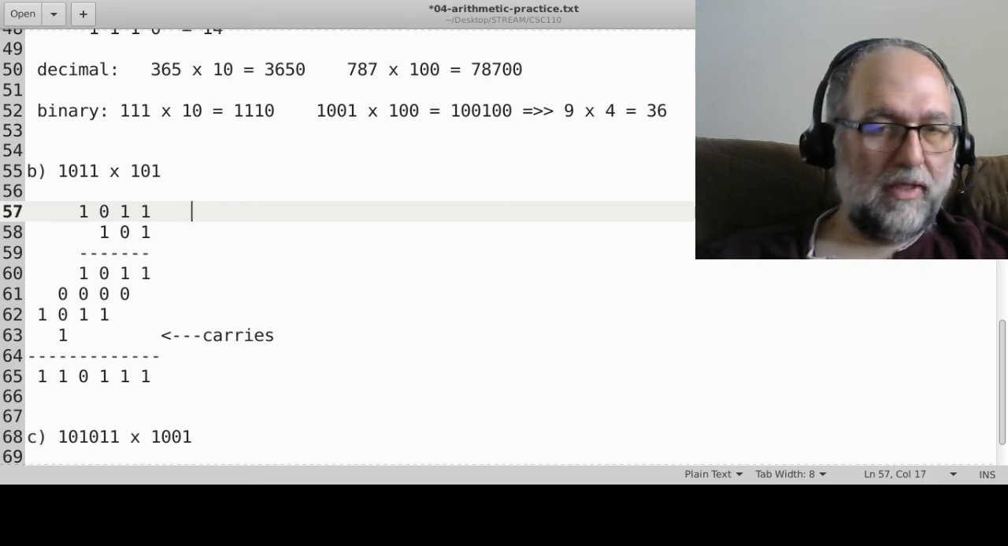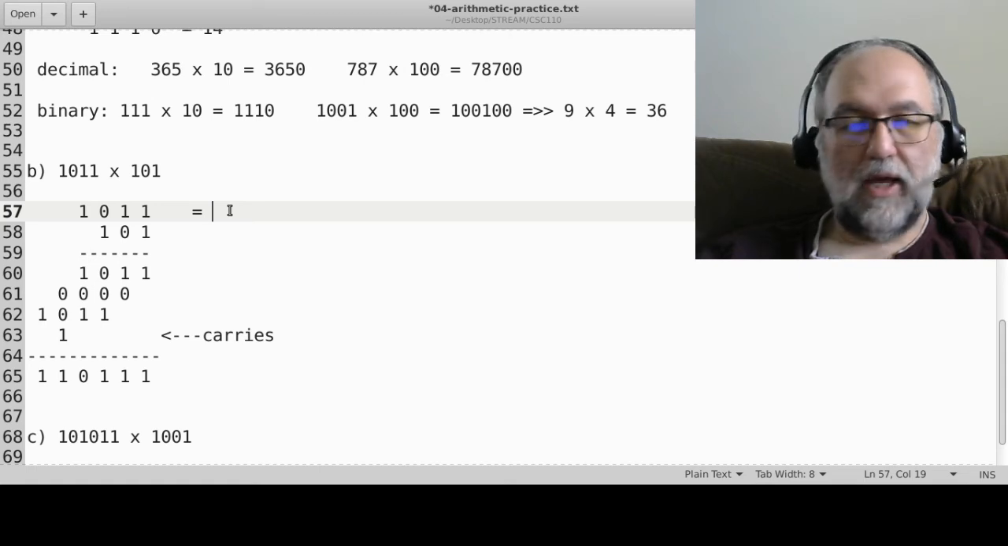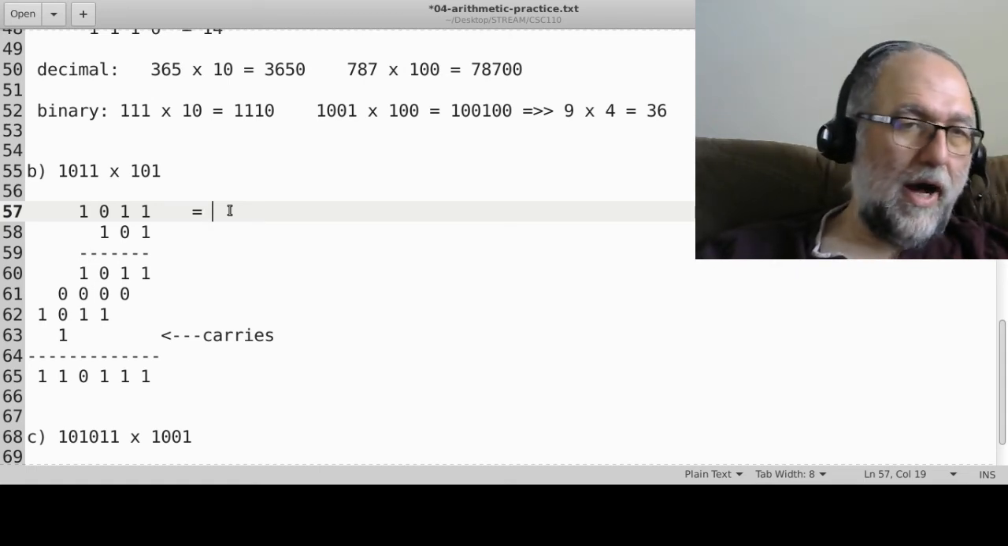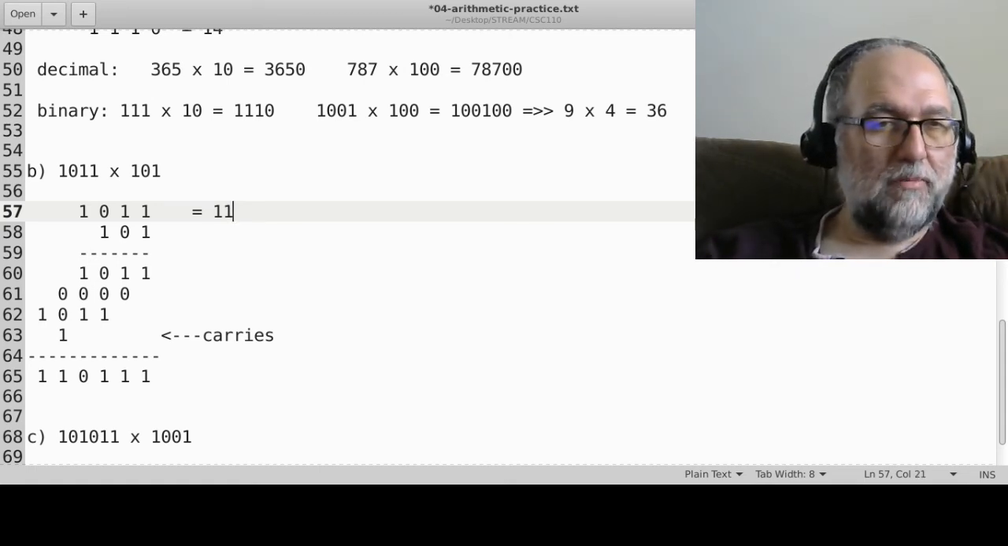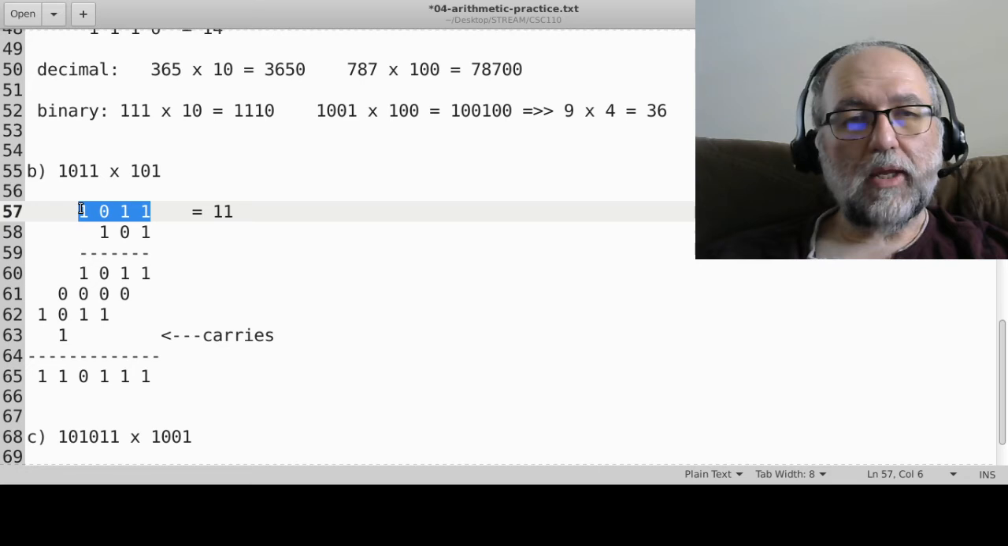Did it work? Well, let's convert this number. You should know that number memorized because it's less than 16. So what is that number? That number is decimal 11. Okay, a 1 and a 2 is 3, plus an 8 is 11.